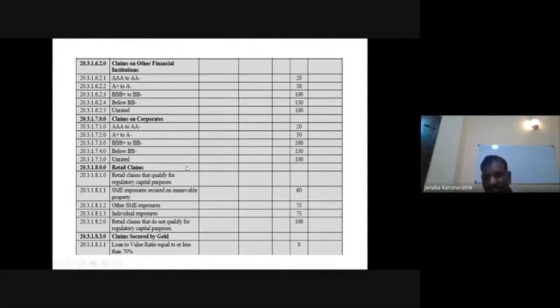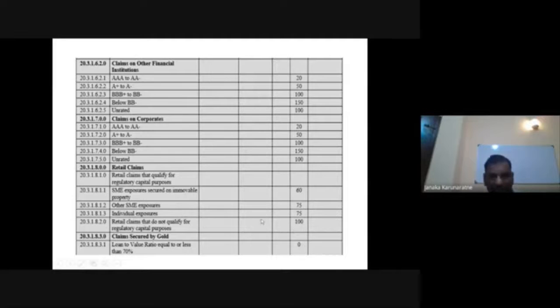Then there are other elements of exposures which apply different risk weights. For example, if you lend to SME secured on immovable property, then it's 60%, so net of security. Other SME exposures 75%. The individual exposures 75%. Okay.